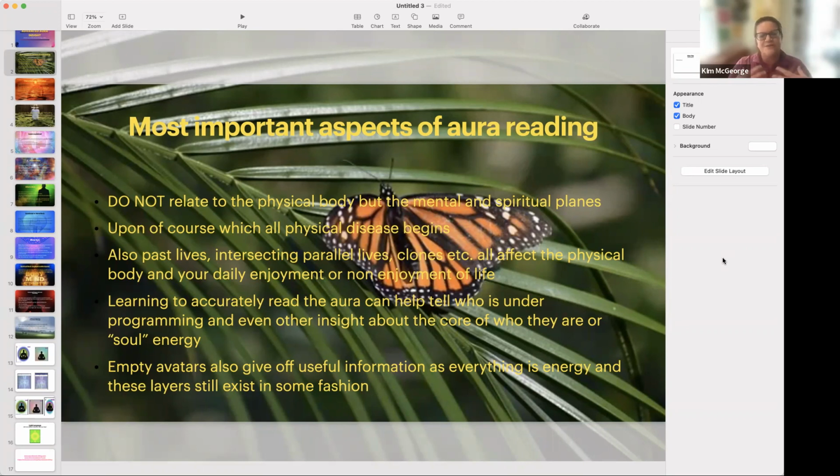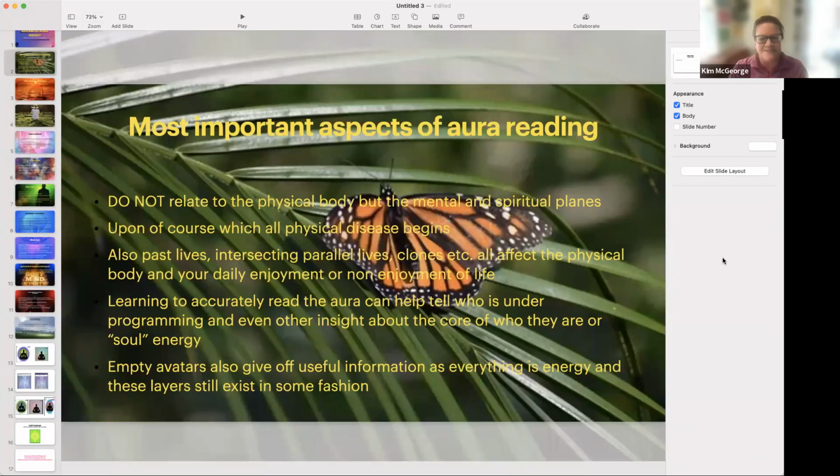But learning to read the aura can help tell who is under programming. Are you 100% you? Is your mind clear? Are you being influenced by the game, by satellites, by all the technology you may or may not know about that's being used in the game? Fabulous. And then when we go into soul, is your soul alone? Are you a braided soul? Are you a walk-in? Are you a walk-out? So much information that the aura can tip you off.